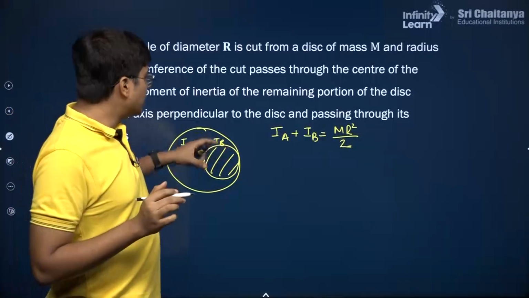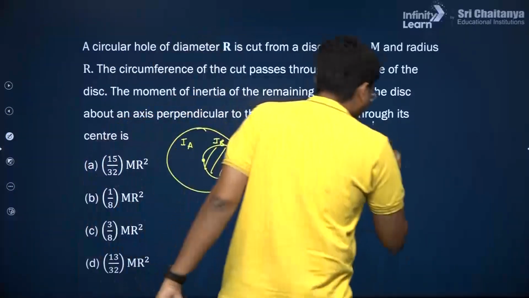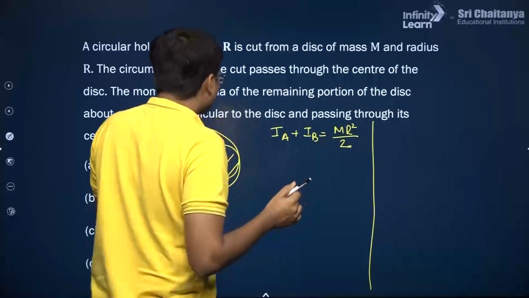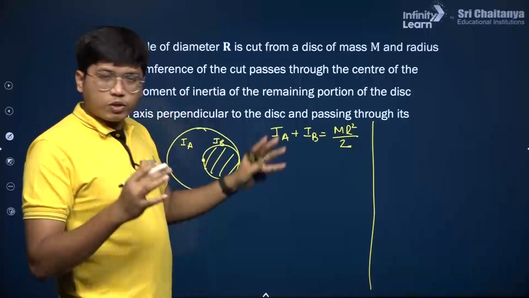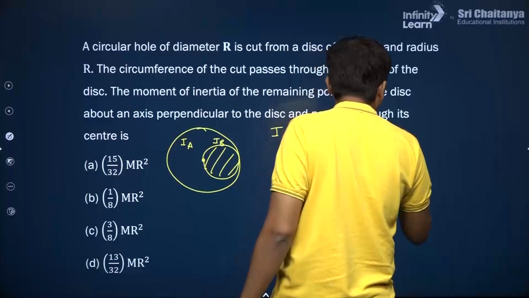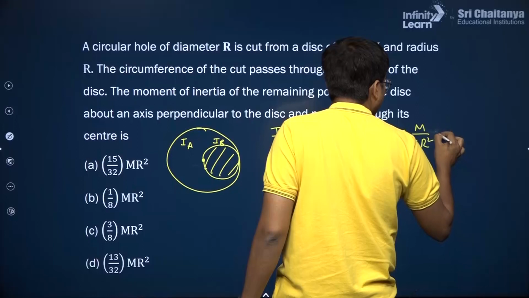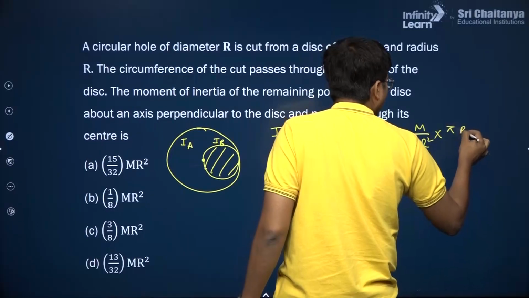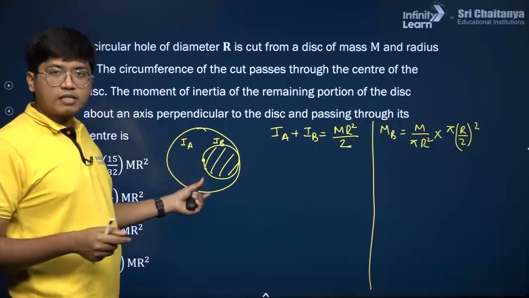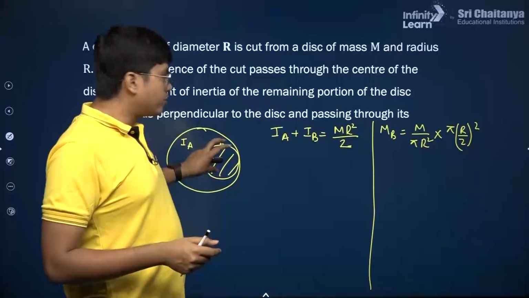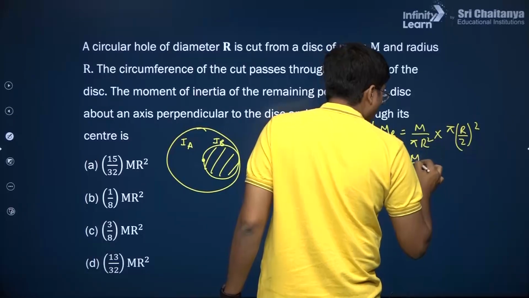First up, I need the mass of just this piece. To get the mass of that piece, let's do those steps here. I know the total mass is capital M, the radius is capital R. So just by unitary method, I know that the mass of that piece, MB, is equal to M divided by pi R square into pi of R by 2 square. Because M by pi R square is the surface mass density multiplied with the area of just this piece. If you do that, you will get MB is equal to M by 4.